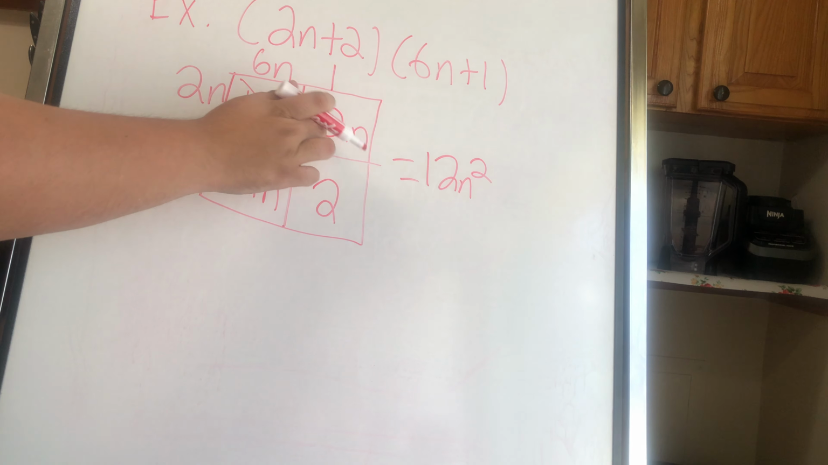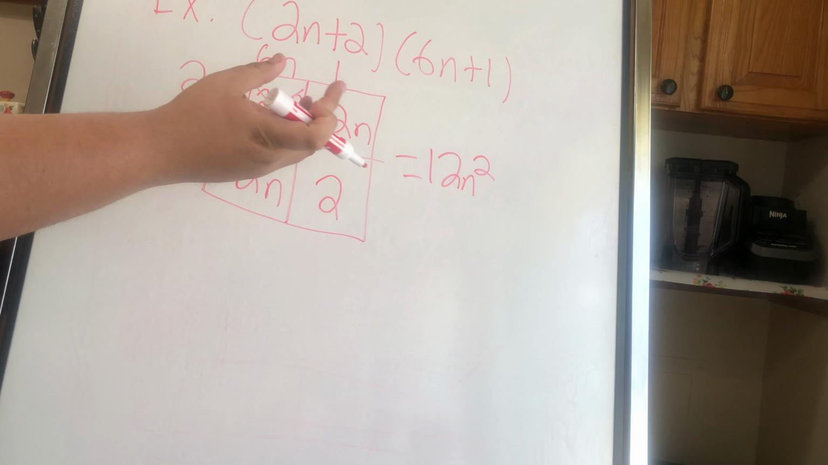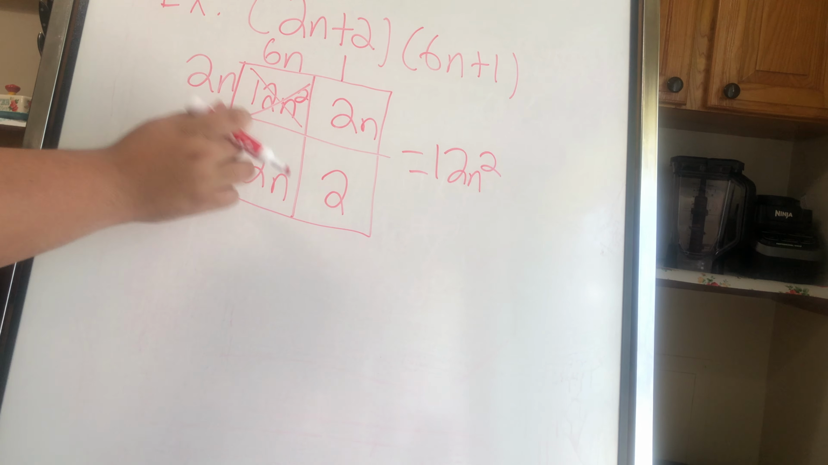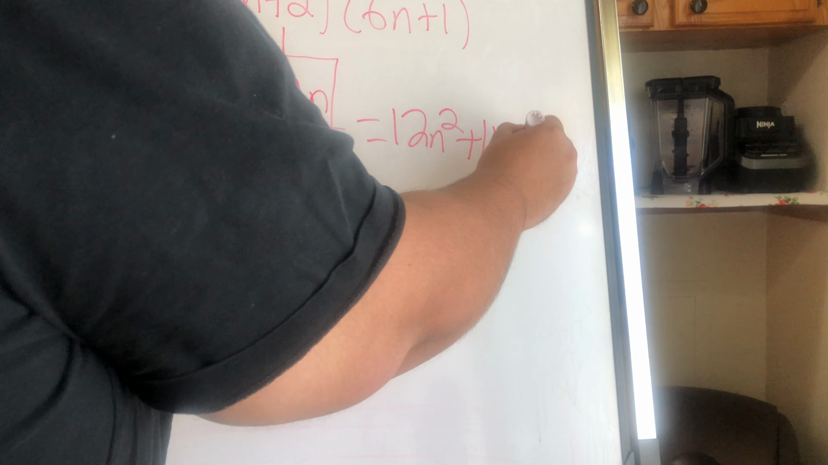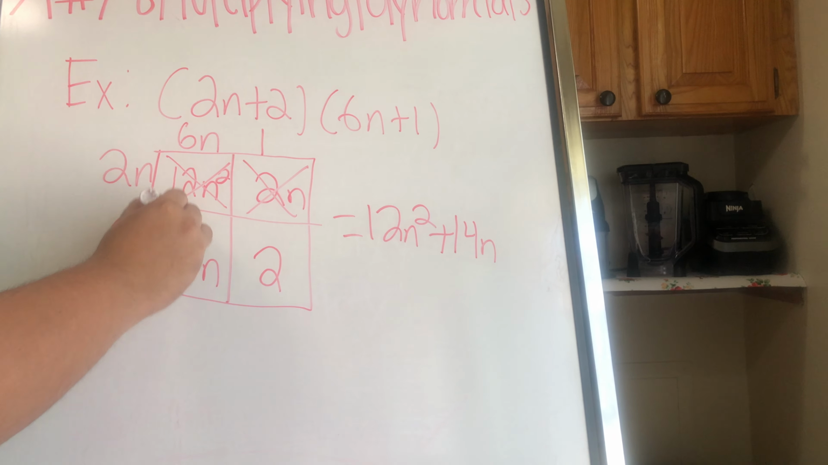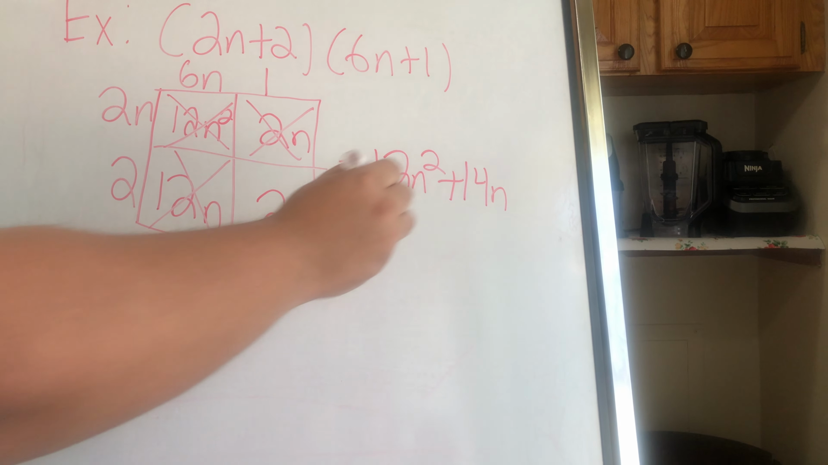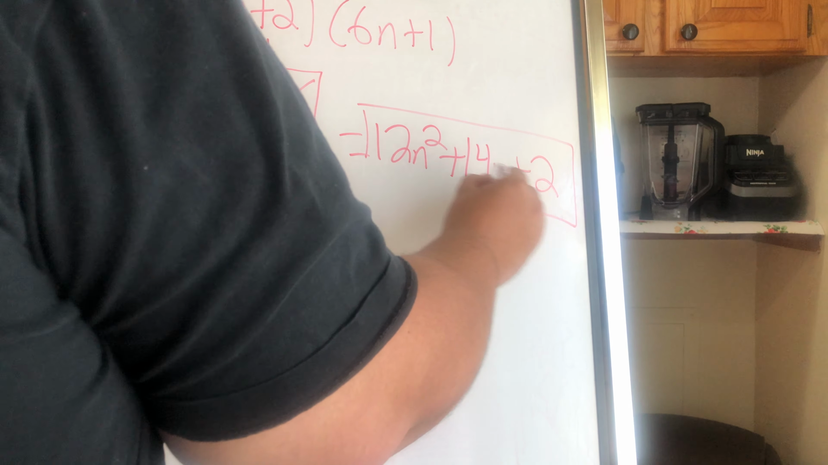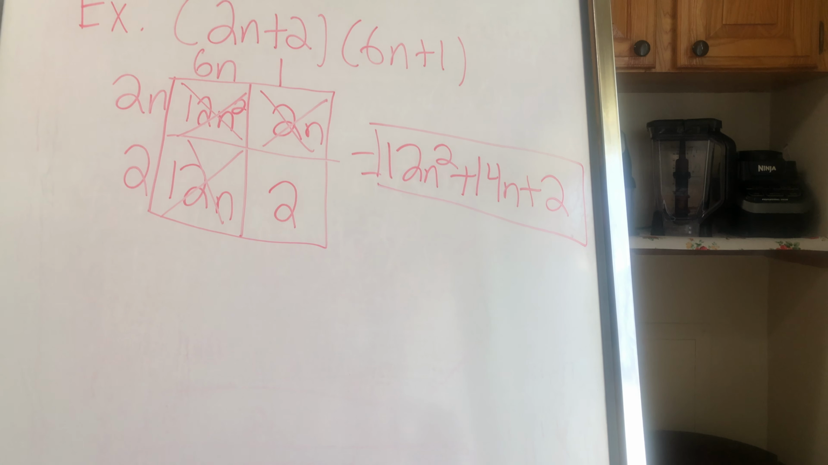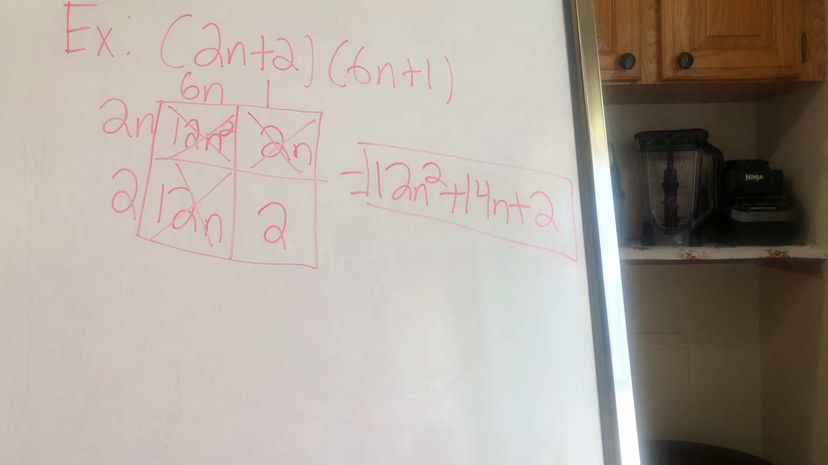So from here, the ones that are always across from each other, you always combine. 2 plus 12, that's 14. And of course, what makes them the same is n. This is done. This is done. All that's left is 2. Go ahead and box both. Example problem number 3 is complete.